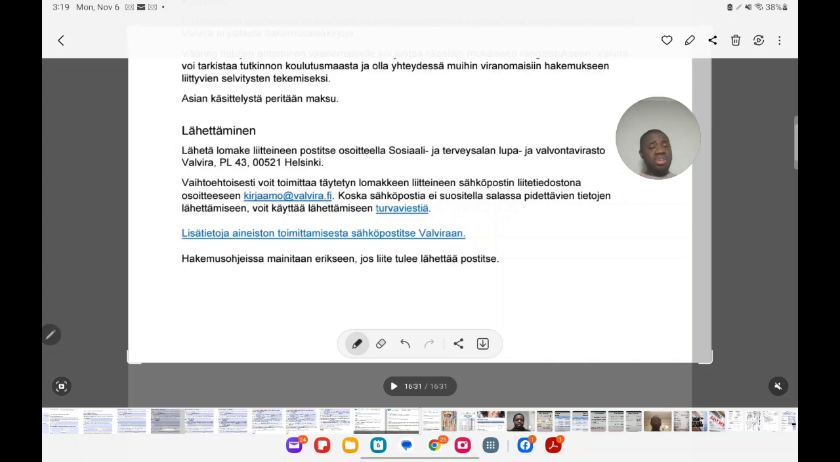But what is most important here is that you must complete your language proficiency, which is Finnish or Swedish language. No IELTS, no OET, just this language. So that is all about the nursing licensure application form for Finland.